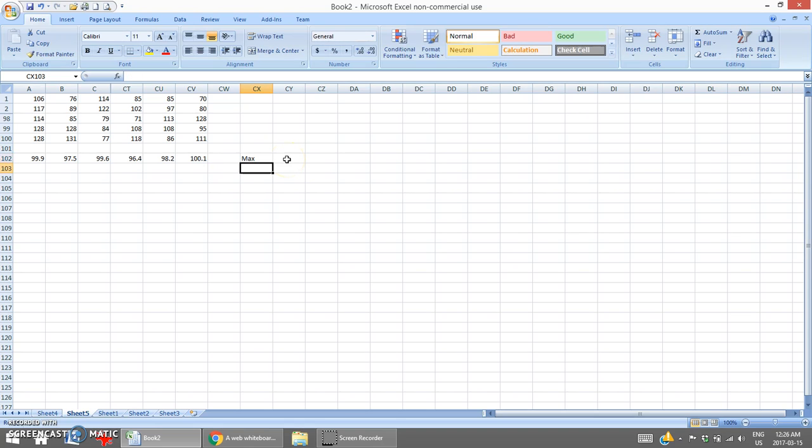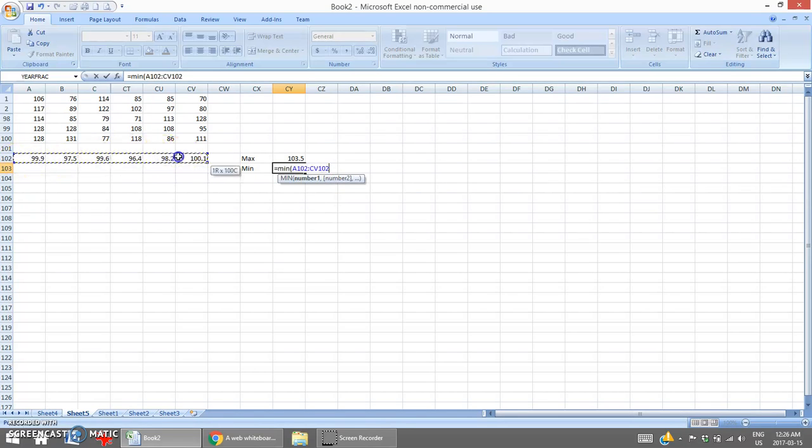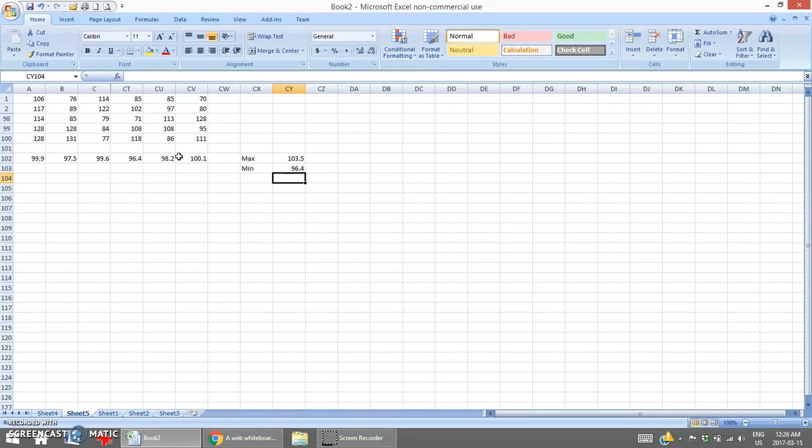What is not showing are the other 95 samples. But what we can do with Excel is find the maximum sample mean, which was 103.5, and we can find the minimum one. And we'll see that they're really close to 100. The population average is 100. We took 100 different samples. We found that the typical ones are right around 100. The max is 103. The minimum is 96.